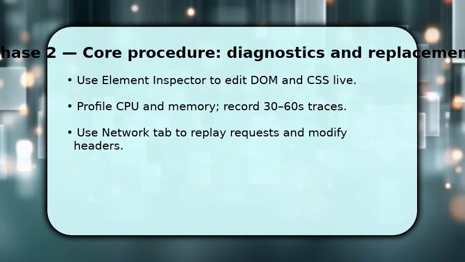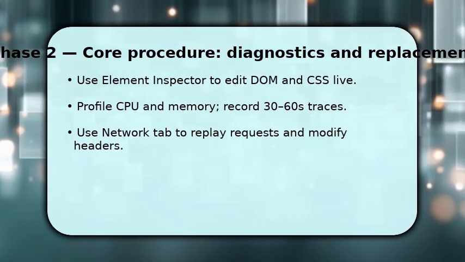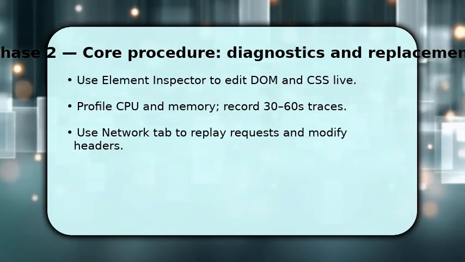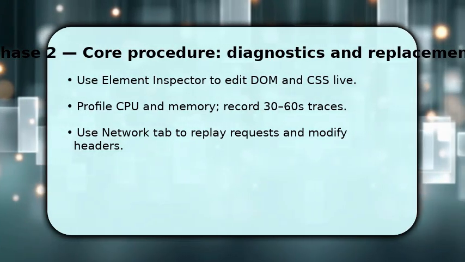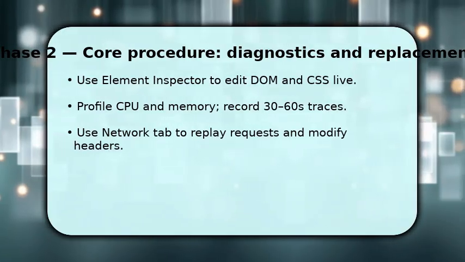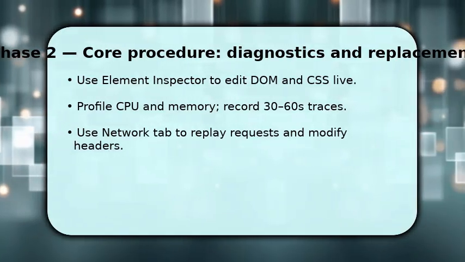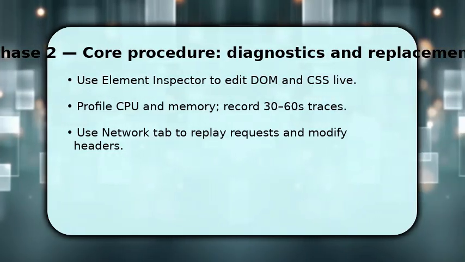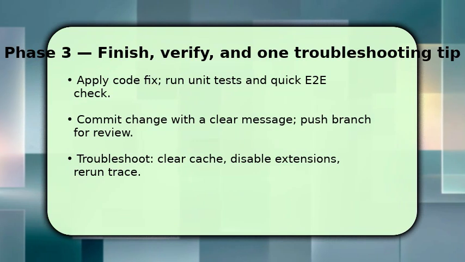Next, switch to network, replay requests, and modify headers to simulate conditions. These steps let you compare before versus after, find hotspots, and validate fixes without deploying, so you iterate confidently and quickly. Finally, apply the fix and run unit tests plus a quick end-to-end check to confirm behavior.